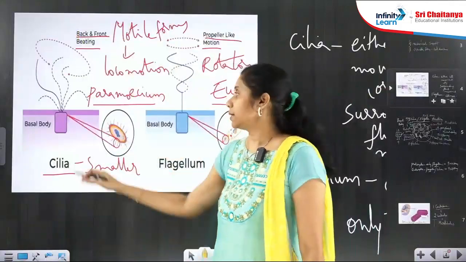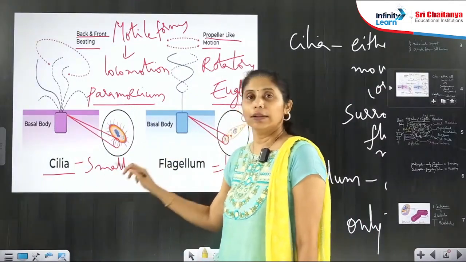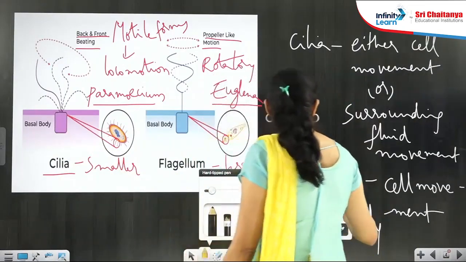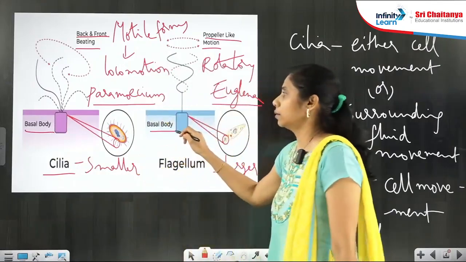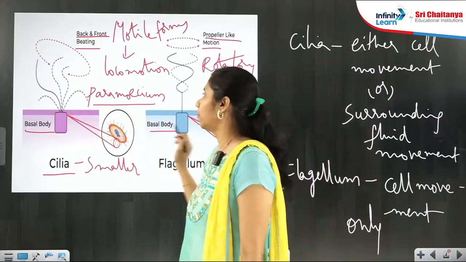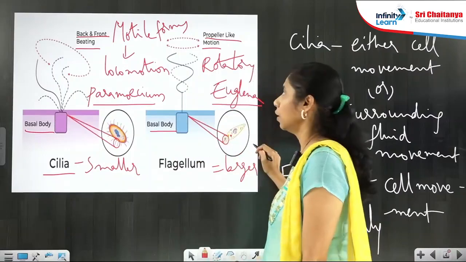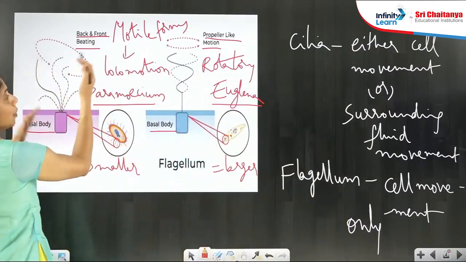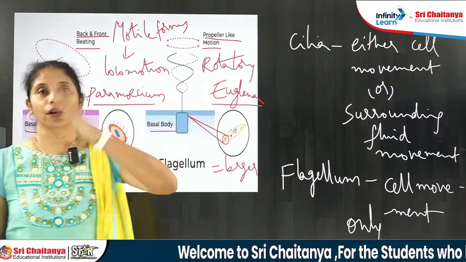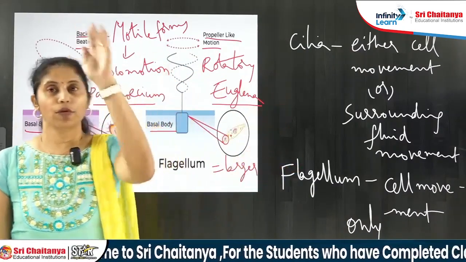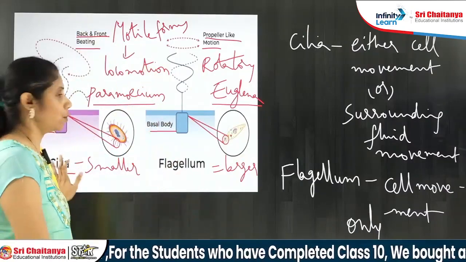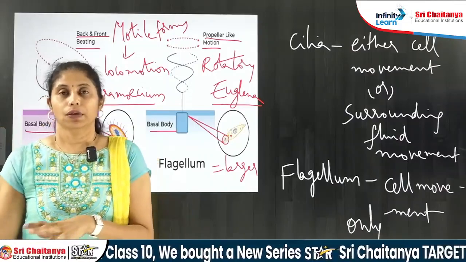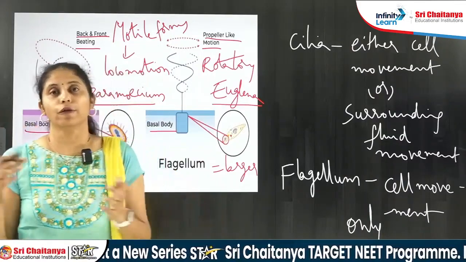All of you can see that cilia and flagella, cilia are smaller than the flagella, but both of them arise from the basal body. All of you can see here, they arise from the basal body. So this is the origin point of the cilia or flagella. These are smaller and these are larger, and both of them will help in the motility of the organism. The cilia will be moving back and front, like this. They work like oars. And they cause the movement of not only the cell but the surrounding fluid also. So they can cause either cell movement or the surrounding fluid movement.